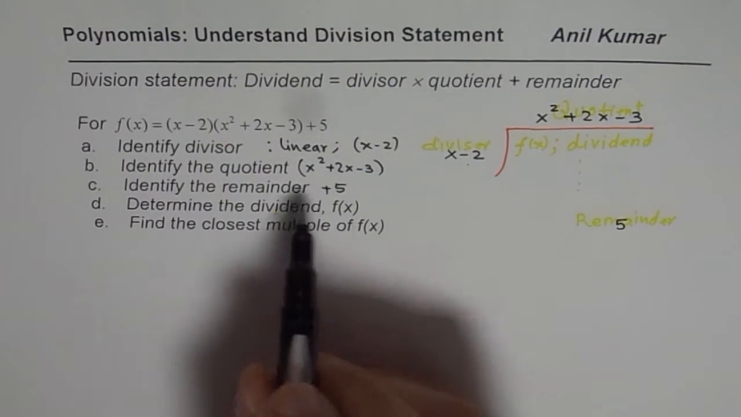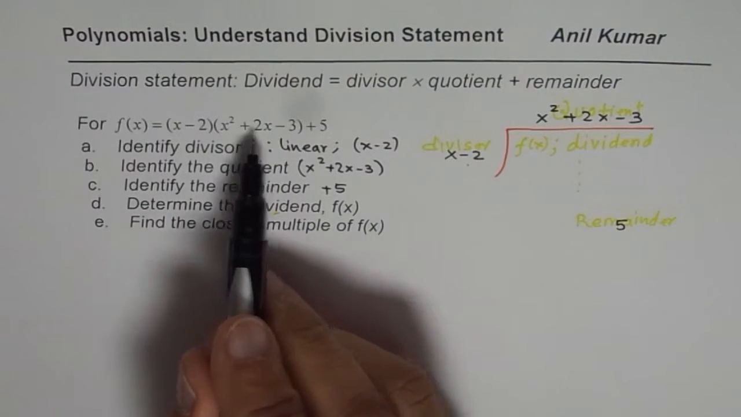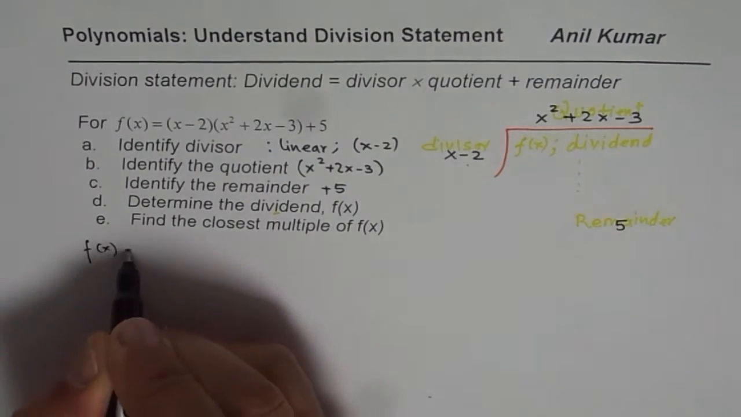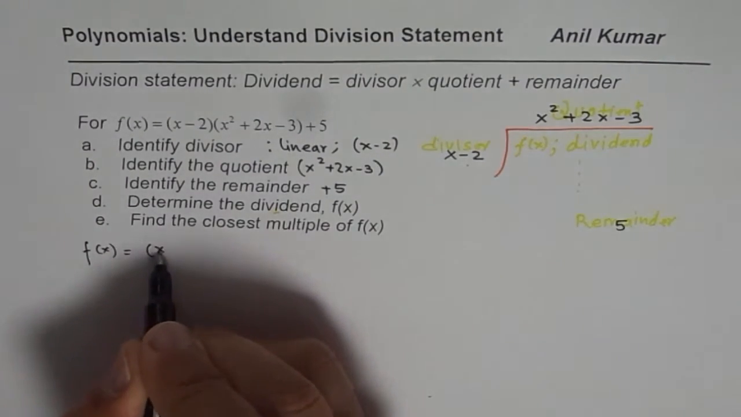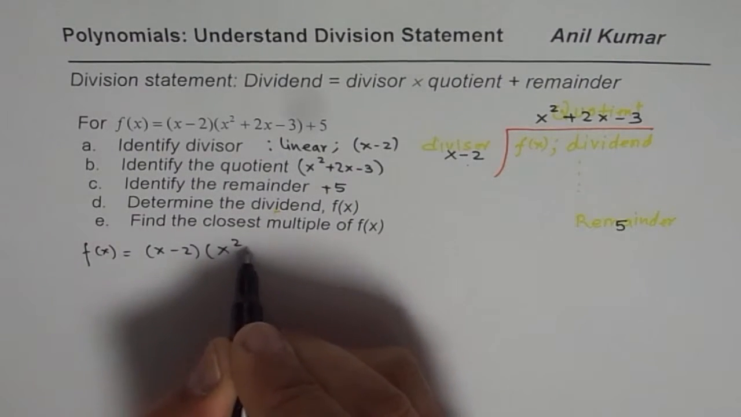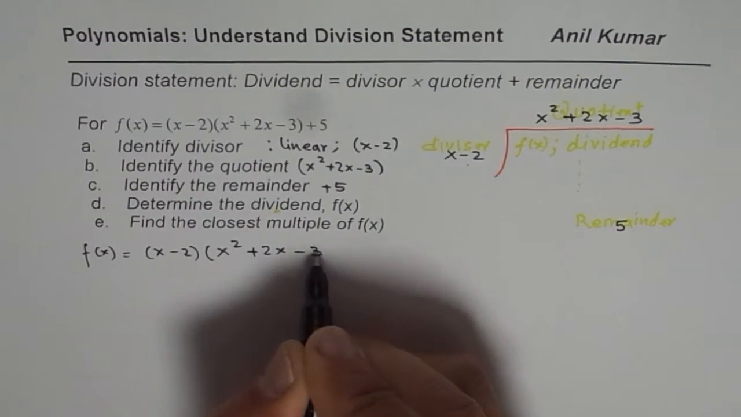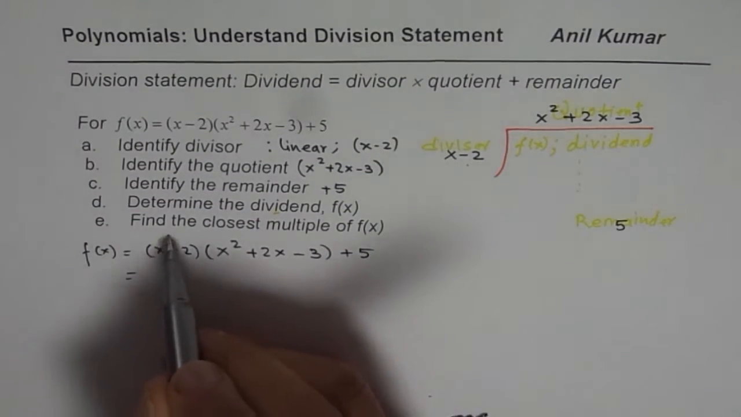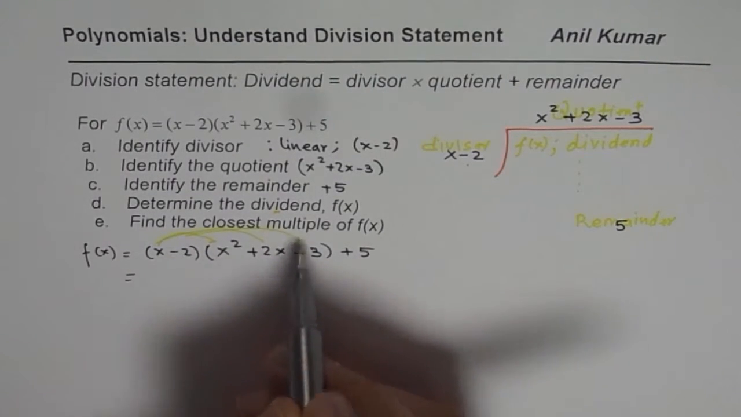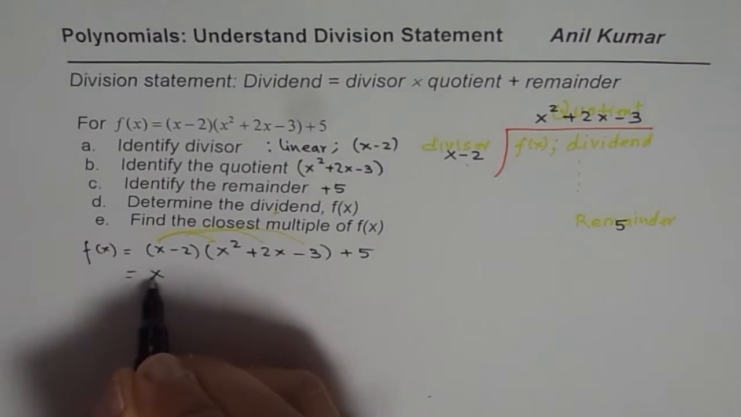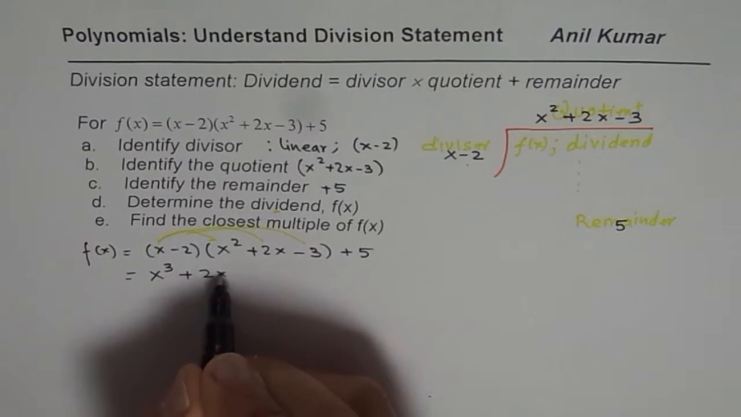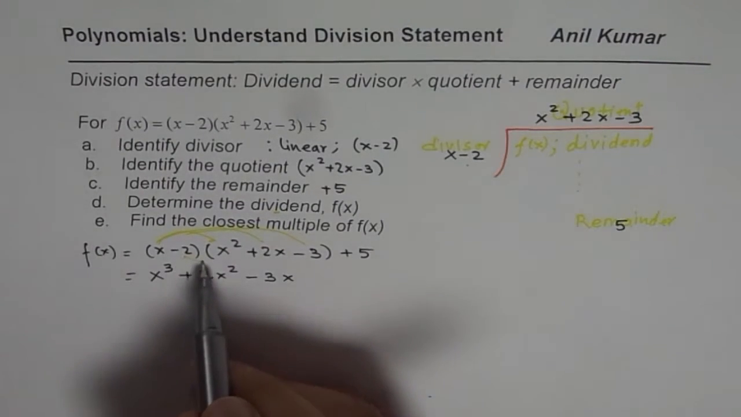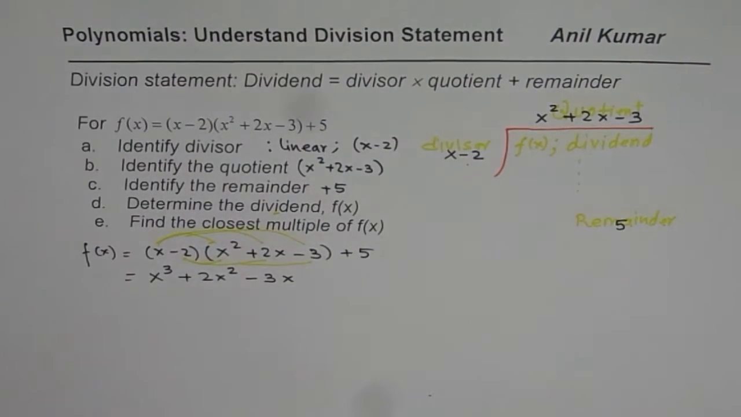To find the function, you need to do this polynomial operation of multiplication and addition. So f of x will be, let's do it. We'll expand this: x minus 2 times x squared plus 2x minus 3, plus 5. When you expand, first you multiply by x all the terms. In that trinomial, you'll get 3 terms: x cubed plus 2x squared minus 3x. Now we need to do the same operation with minus 2, so 3 more terms, and we'll get 6 terms.